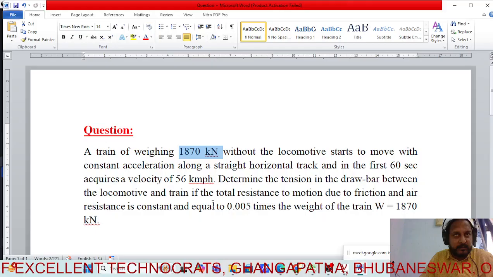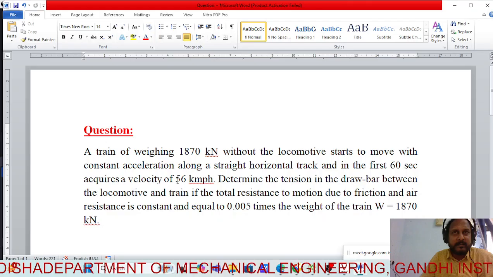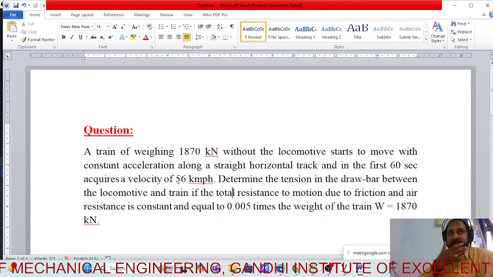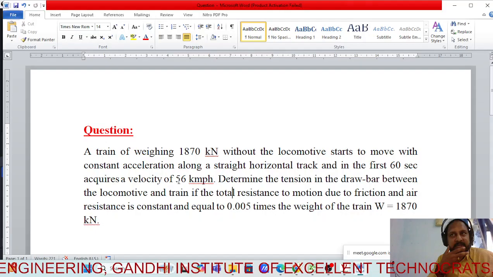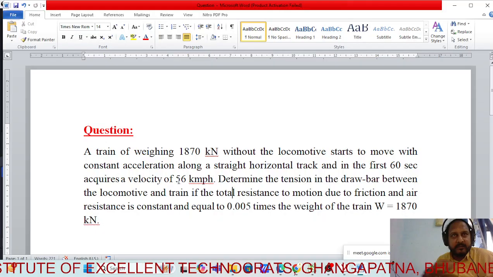Try to understand the problem. I'll share the link to you. Then you can note it down whenever you're free. Okay. Next, the weight of the train is 1870 kilonewton. In the first 60 seconds, what is the velocity of the train? 56 kilometer per hour.